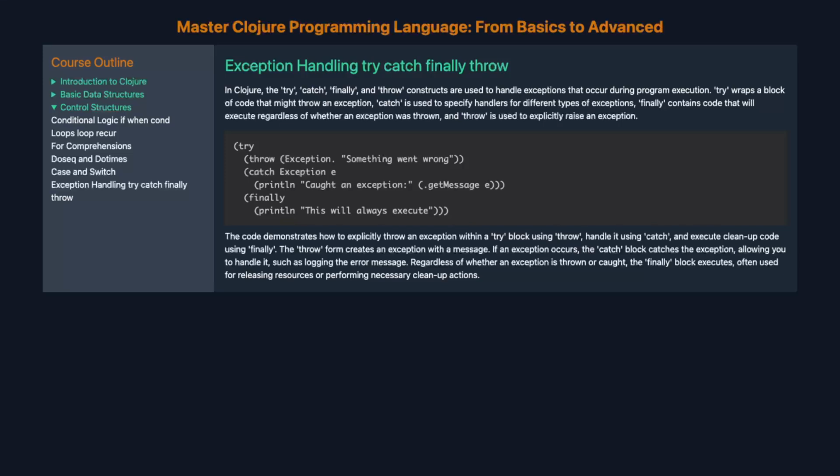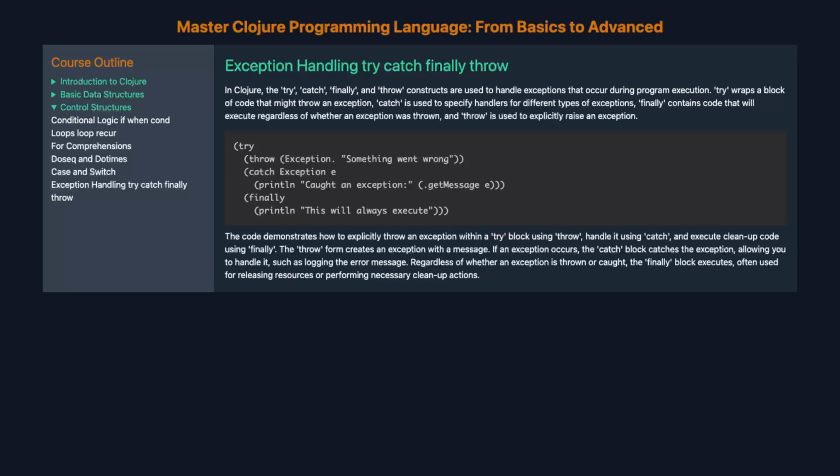Catch is used to specify handlers for different types of exceptions. Finally contains code that will execute regardless of whether an exception was thrown. And throw is used to explicitly raise an exception. The code demonstrates how to explicitly throw an exception within a try block using throw, handle it using catch, and execute cleanup code using finally.